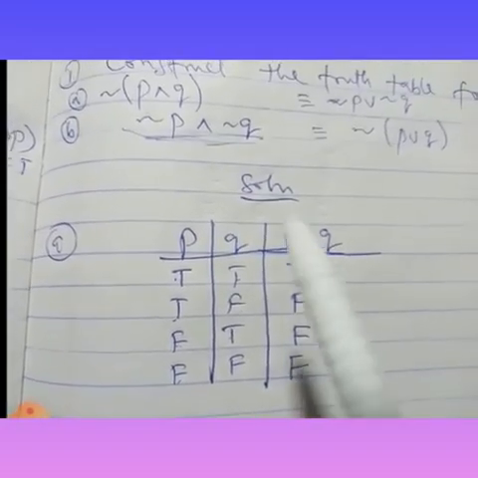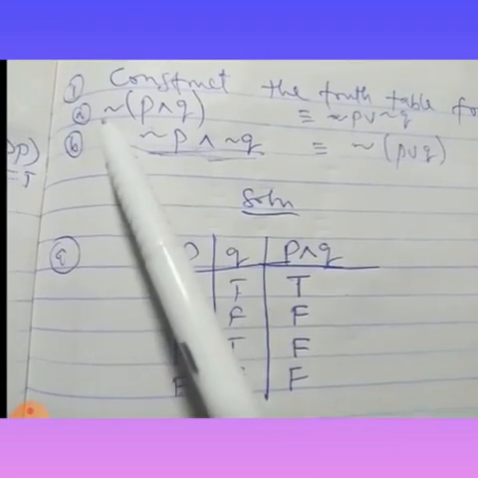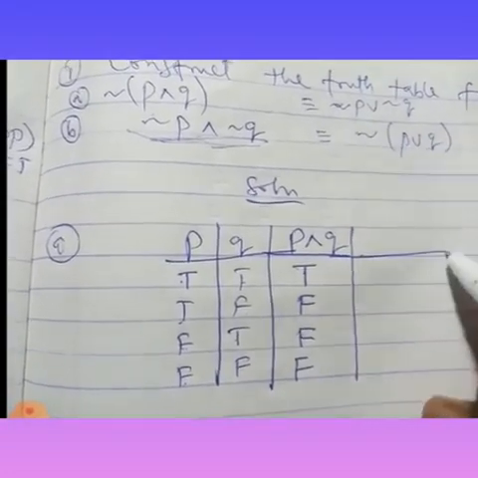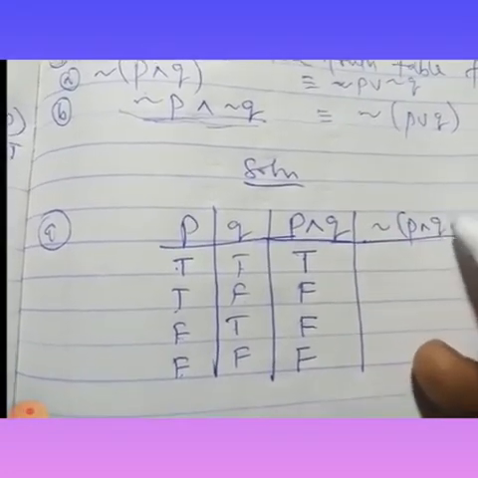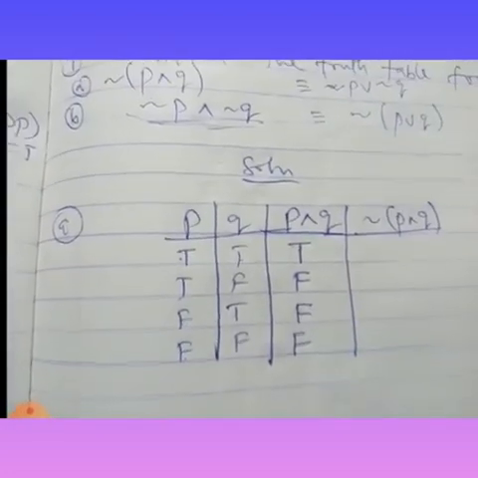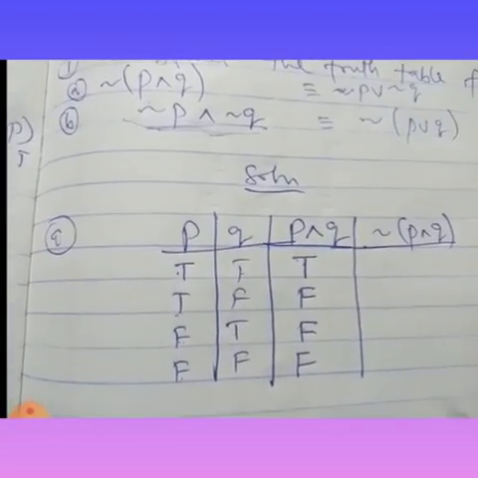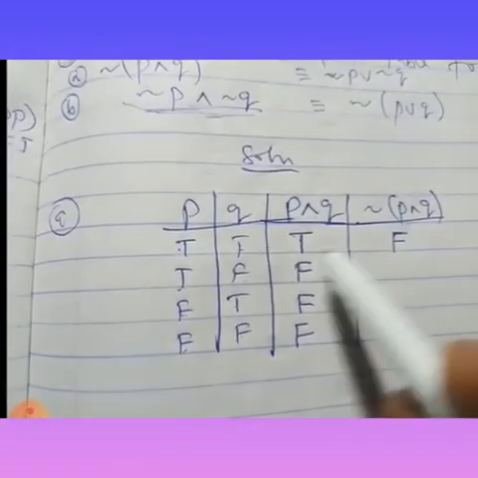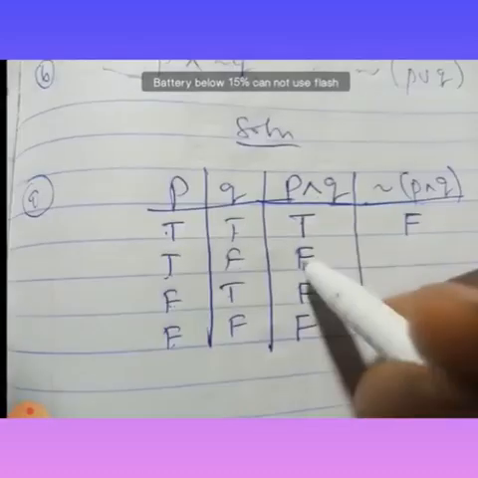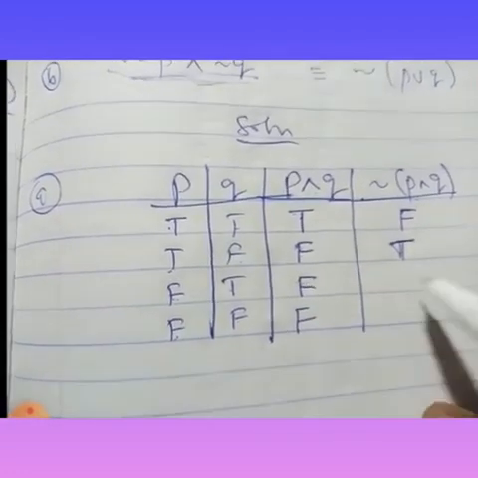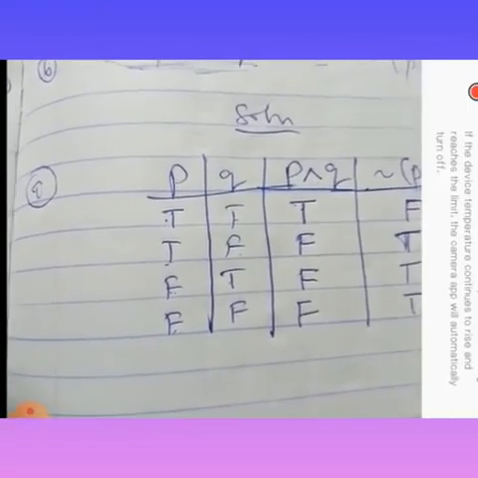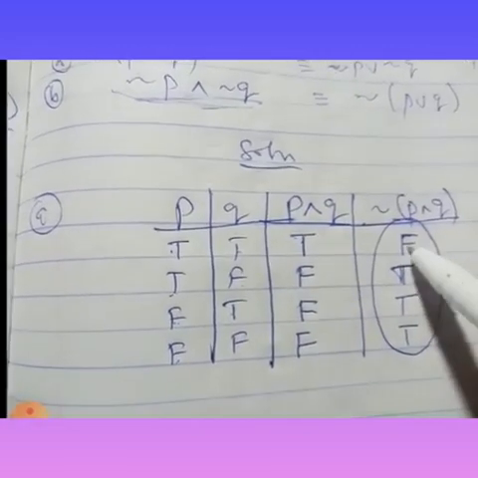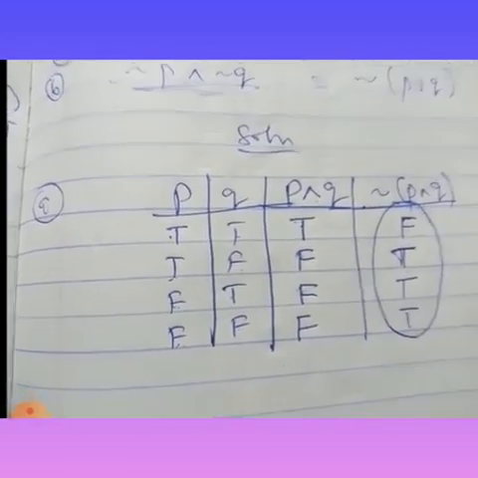But the question said we should construct the truth table for the negation of this conjunction. So now the negation, remember what we discussed about negation. Negation is opposite, not. So the negation of this, of course this is our P and Q, the negation of true is false. Negation of false is true. Negation of false is true. Negation of false is true. So our final result is this: false, true, true, true.